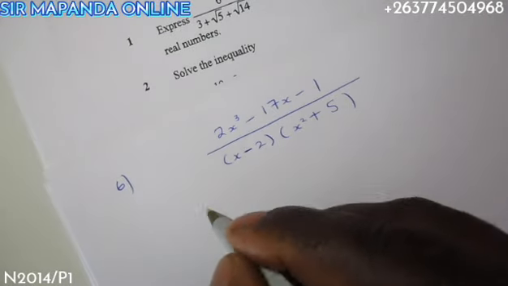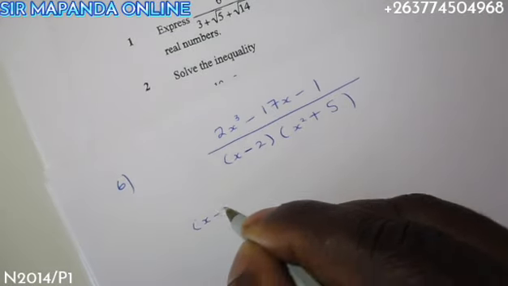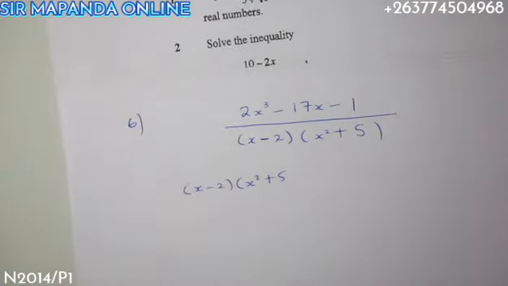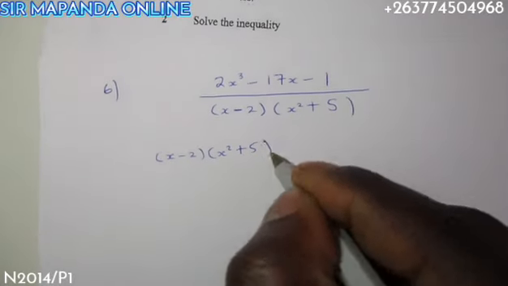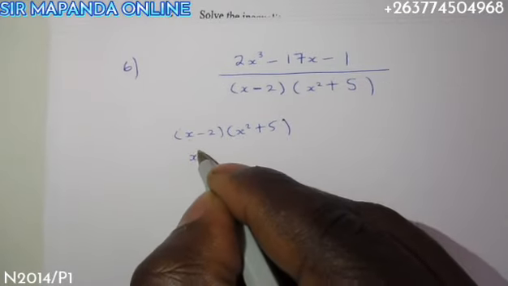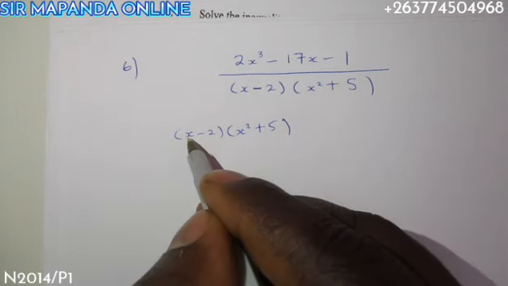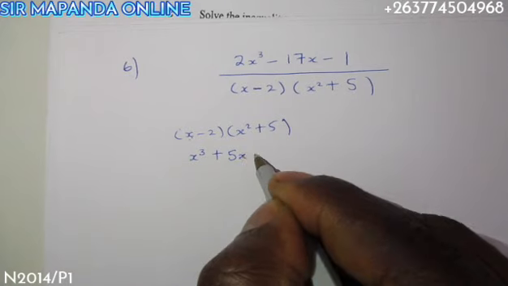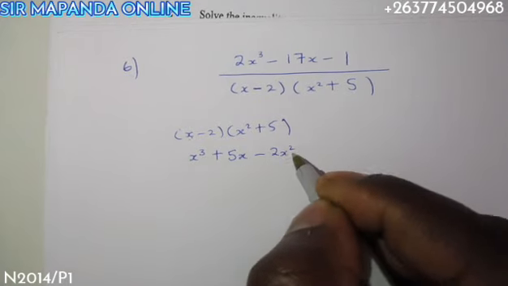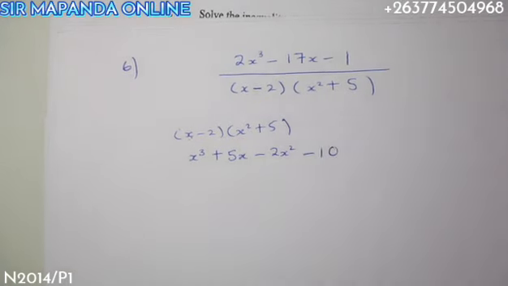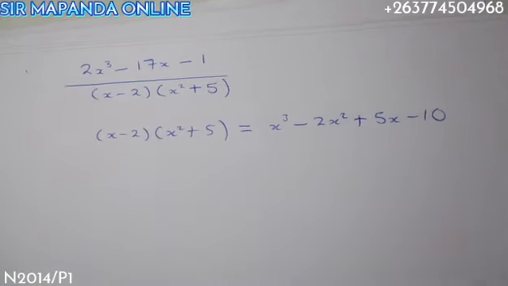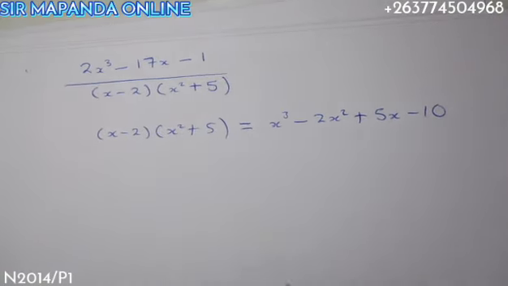So let me expand this first. X minus 2, x squared plus 5. We want to expand this. You get x times x is x cubed, right? Then x times 5, you get 5x minus 2x squared minus 10. I hope you are following. Right, so after expanding, you carry out long division.